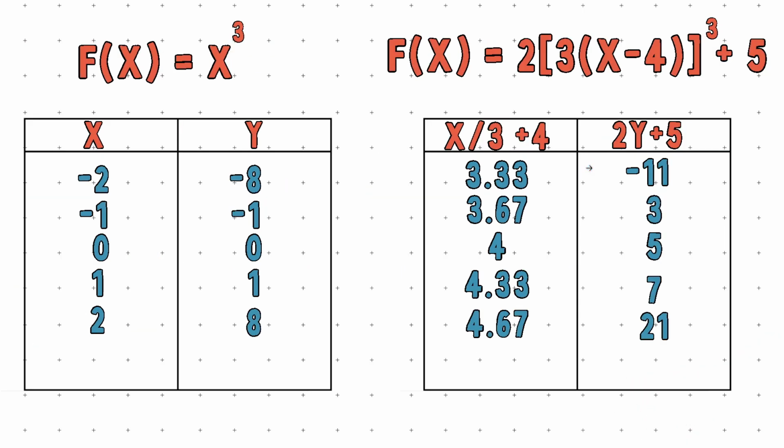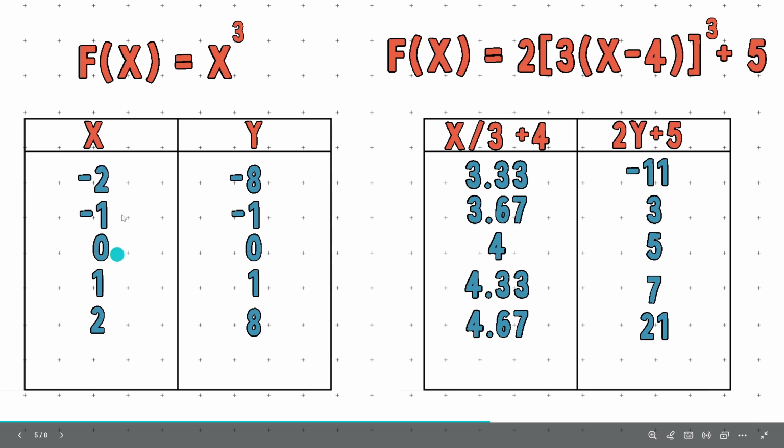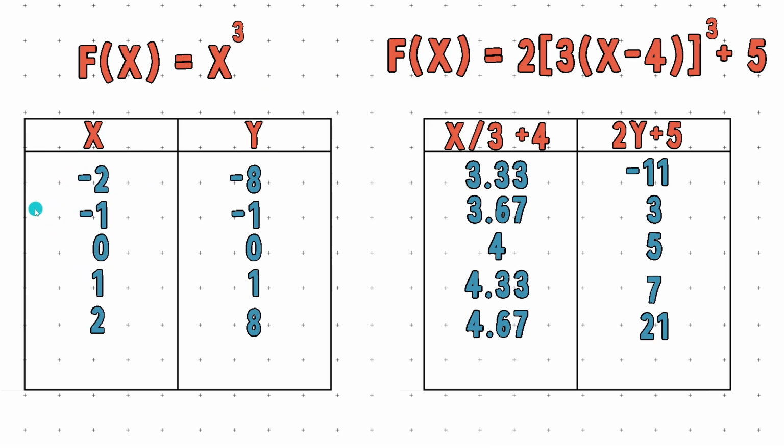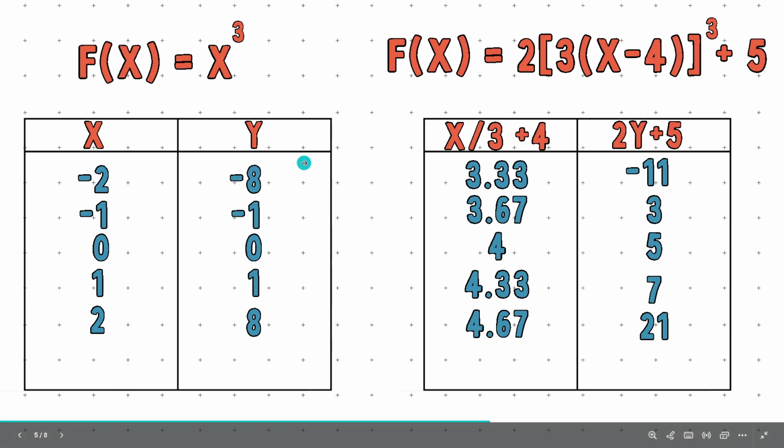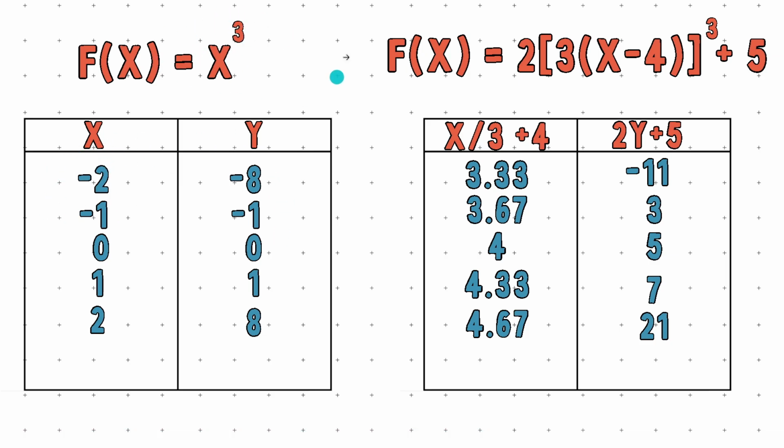In order to graph a transformed function, you must have some coordinates of the parent function to transform. Since our equation has an exponent of 3, our parent function is going to be f of x equals x cubed, which is x to the power of 3. So I just chose some random coordinates: negative 2 and negative 8, negative 1 and negative 1, 0, 0, 1, 1, 2, and 8. You can get these numbers by plugging the x into the equation, which is just x cubed.